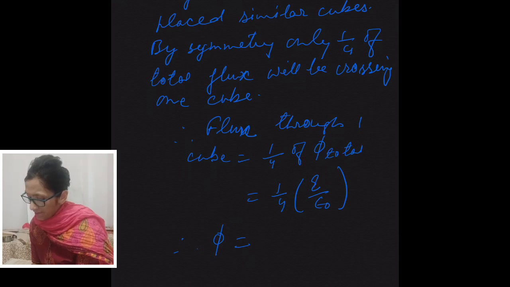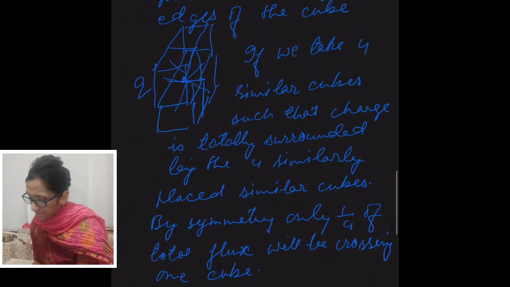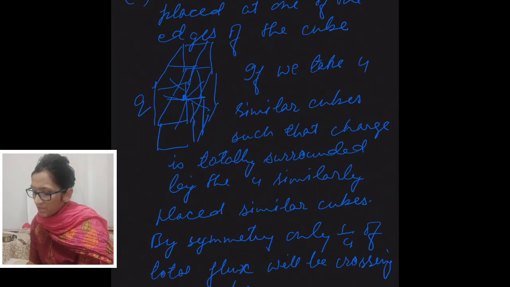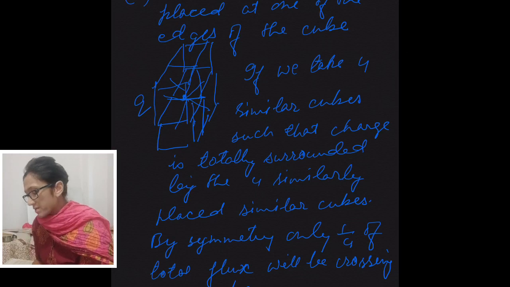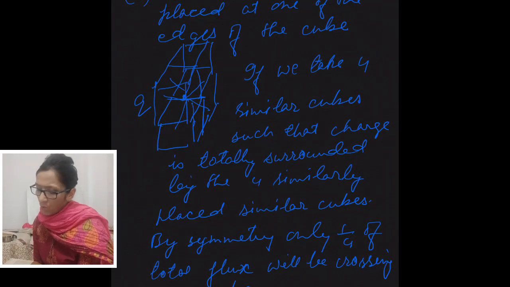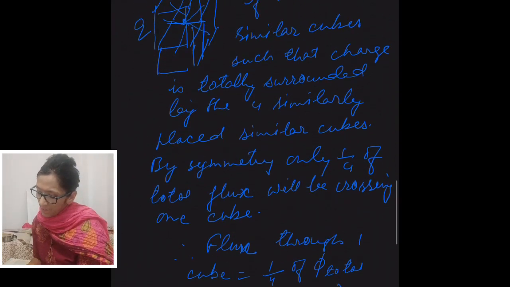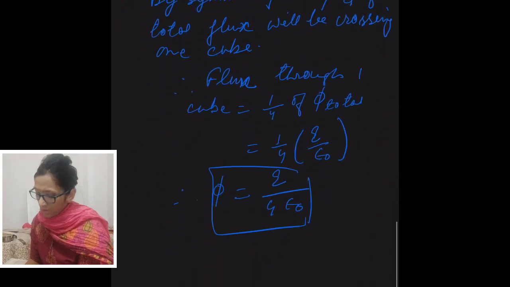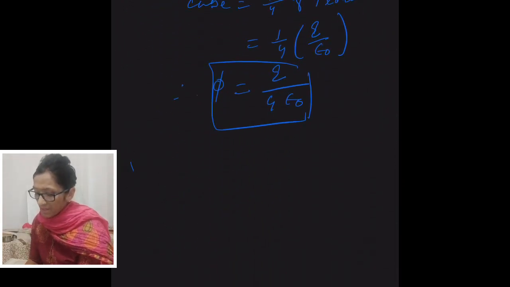Therefore phi is equal to Q upon 4 epsilon naught. So this is how you can find flux due to a charge when the charge is placed at different locations inside a cube. Okay, so next case, this was case 3, now case 4.